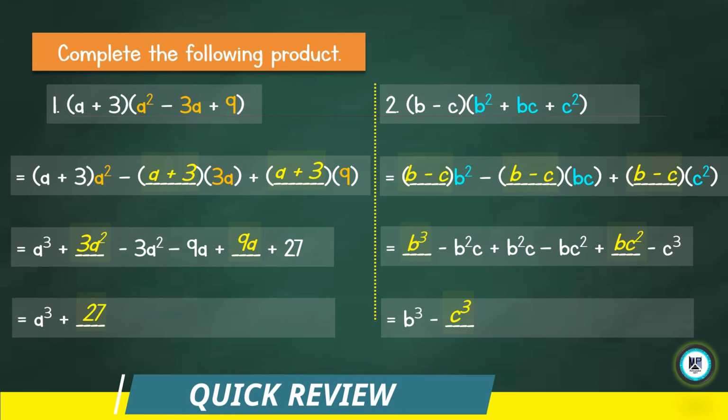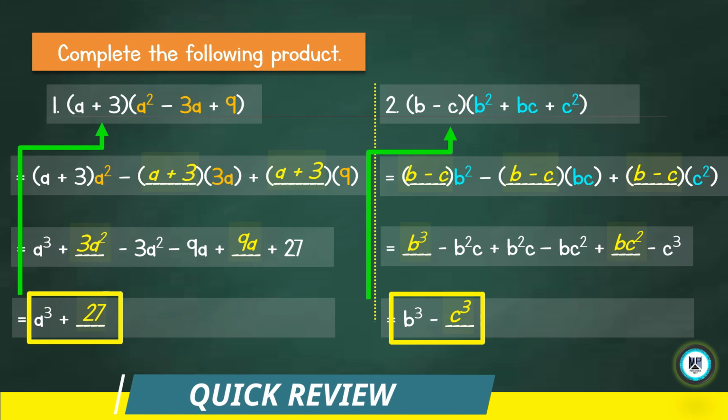For our next topic, we will reverse this process. The products that we have are called sum and difference of two cubes. We will be factoring them to come up with a given multiplication statement on top. Don't worry, I will be here assisting you. Let's go!